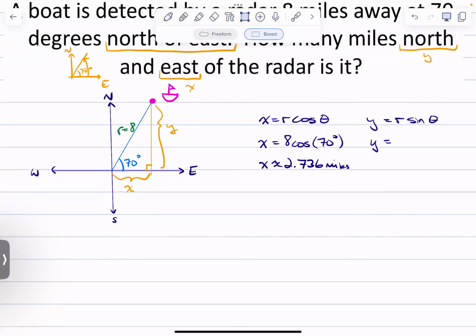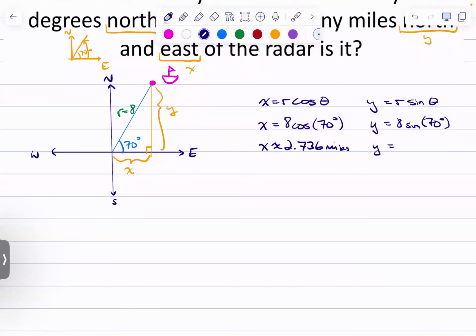And Y is 8 times the sine of theta. Oops, sine of 70, sorry. Sine of 70 times 8. I get Y is roughly 7.5175 miles. I should keep the same number of decimal places, so we'll round to 8 here.